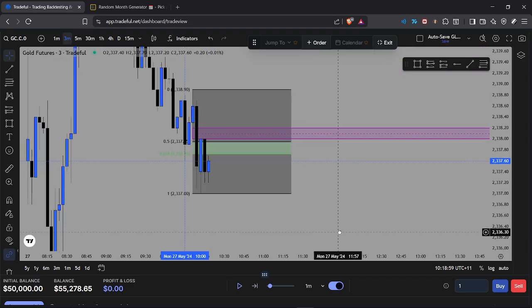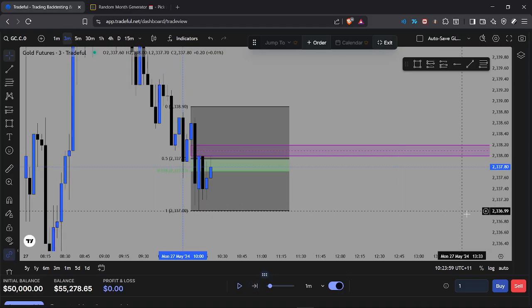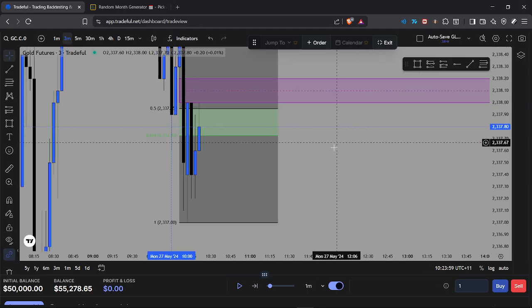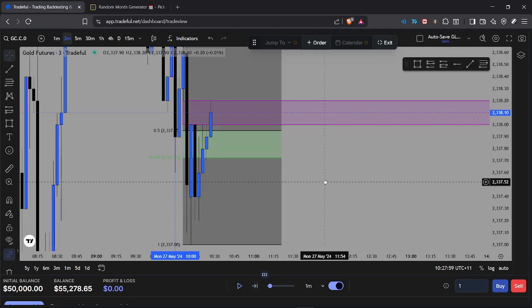Pretty sure we didn't even touch it. Yeah. Did we touch it? Did we? Oh, how does that happen? Triple equal highs. Quadruple? Okay, yeah, that's crazy.